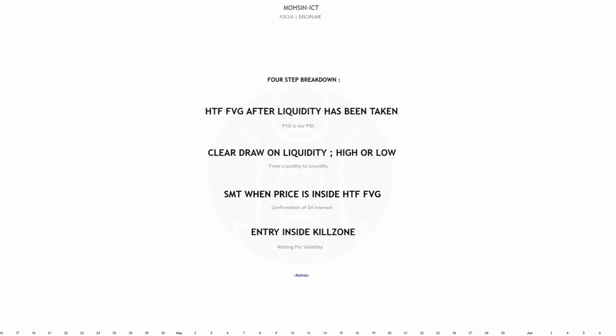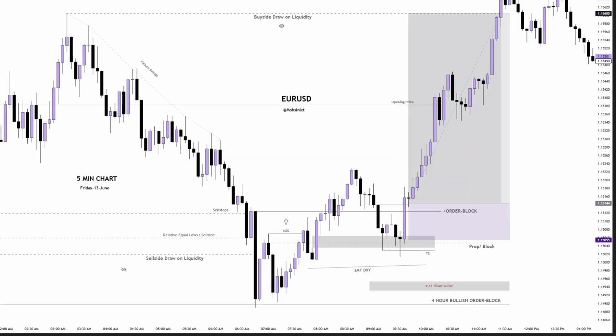Now, these are the 4-step breakdown. Our first step is higher time frame fair value gap after liquidity has been taken. Our second step is clear drawn liquidity. It could be high or low. Our third step is SMT when price is inside the higher time frame key level. Now, this SMT is the most important part of this model. I've said it again and again just to remind you that if there's no SMT, there's no model. And our last step is entry inside the kill zone. Why inside the kill zone? Because we are waiting for the volatility. That's the model. Now let's look at the example.